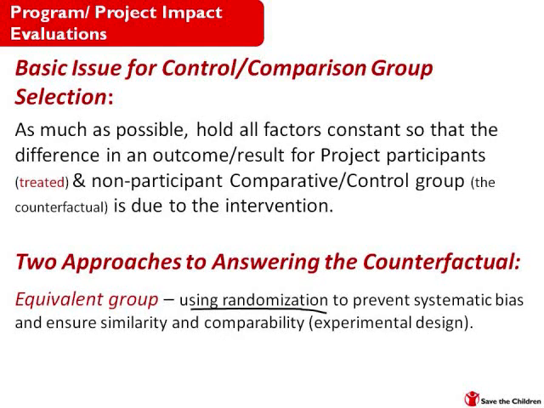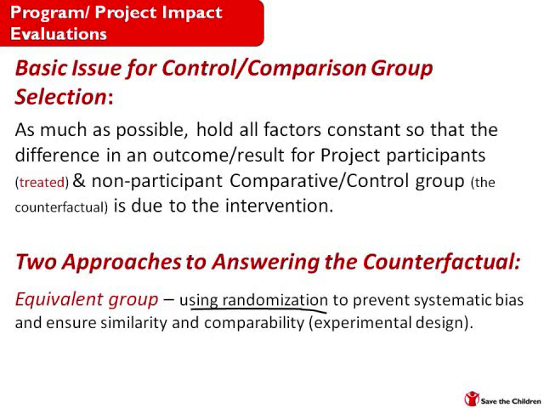The first approach is using randomization. Randomization is generally associated with a control group, or what is called an equivalent group. And randomization is used as the best way to really prevent systematic error or bias in selecting a group.